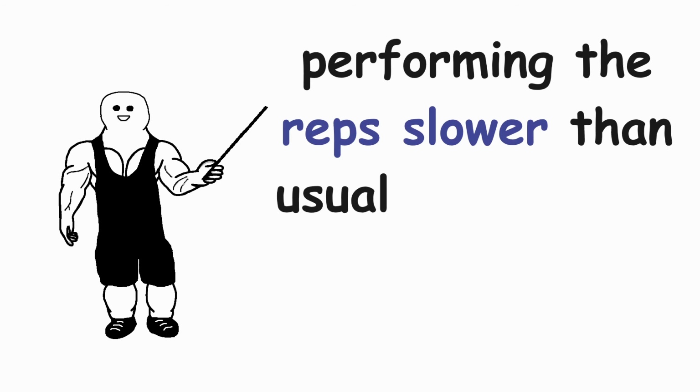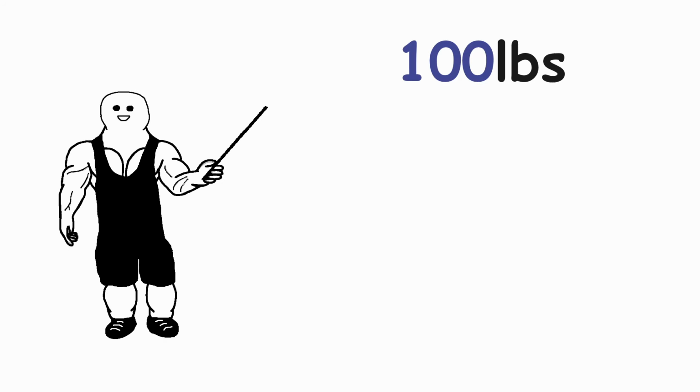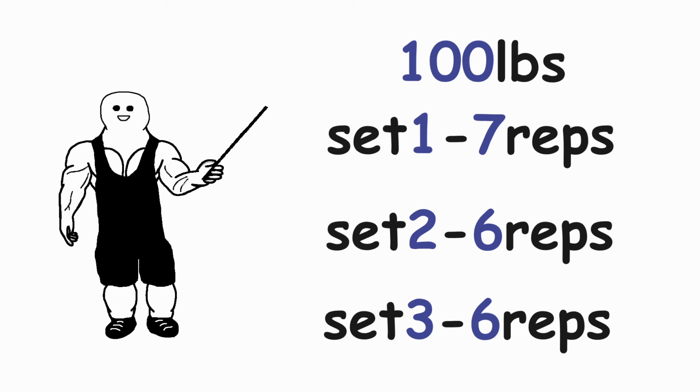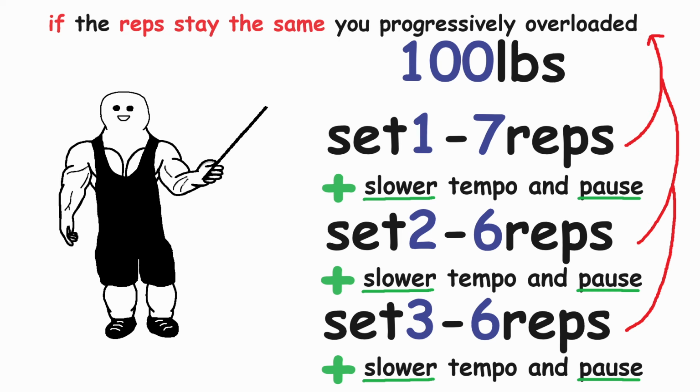Next one is performing the reps slower than usual or adding a pause to the exercise. So again, let's say you did 100 pounds on the bench press for sets of 7, 6 and 6 reps. Now try to slow down the tempo of your reps a little bit and pause at the bottom of the movement for a second. And if you still get the same number of reps as you did before with your normal tempo and without pauses, you progressively overload it.